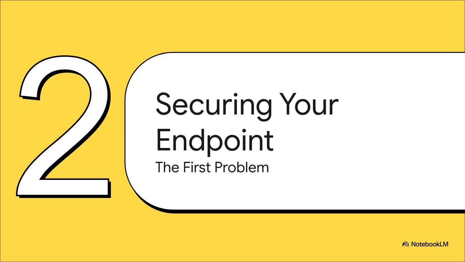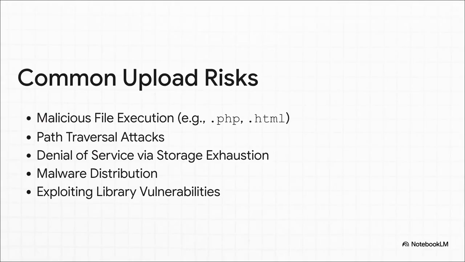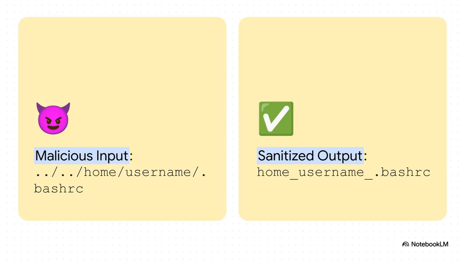Just saving a file as is, without any checks, is basically rolling out the red carpet for disaster. And the ways people can mess with you are kind of terrifying. They could upload a malicious script, say a PHP or HTML file, hoping your server is misconfigured and just runs it. Or they could use these really clever file names to try and crawl through your file system and overwrite critical files. Or they could just go for brute force, bombarding you with massive files to chew up all your disk space and crash the server. Or even worse, use your app to spread malware to your other users. It's a minefield.